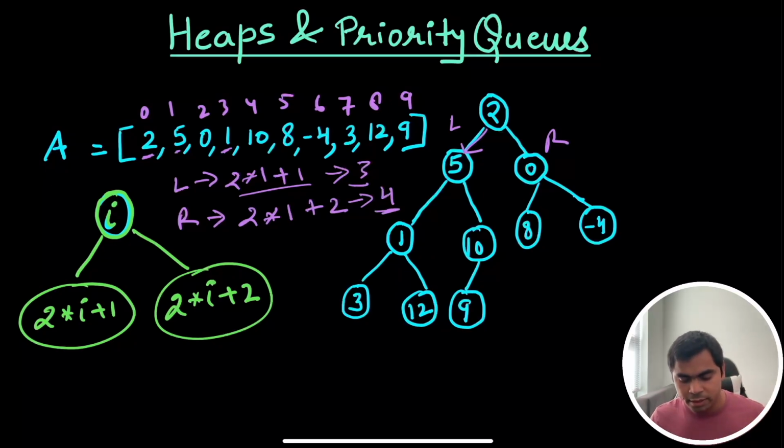So now you can calculate the position of the left child, right child, parent position, whatever you want for this binary tree. What I was really trying to show is that we can represent this array as a binary tree. Now how do we convert it to a heap?